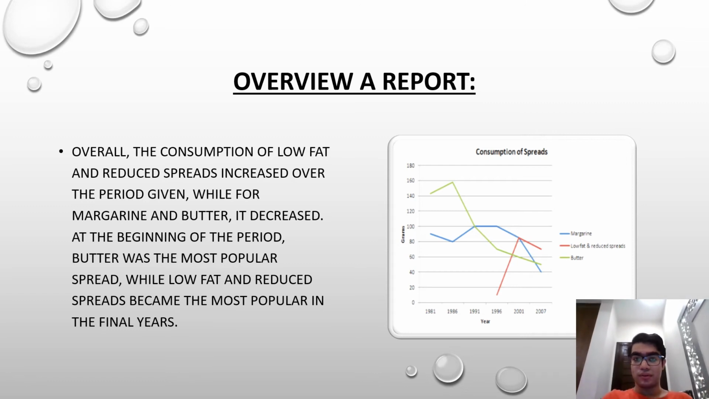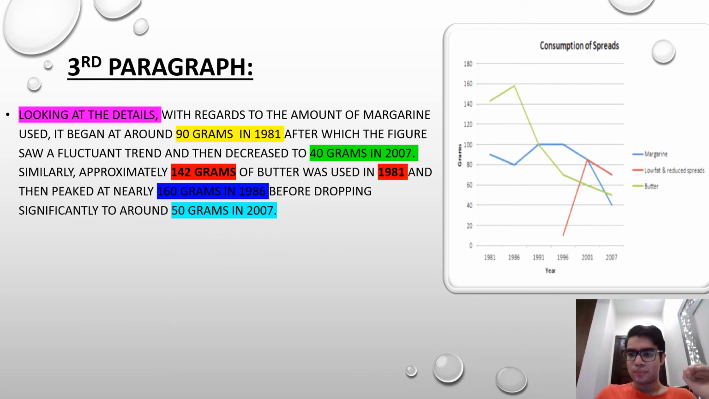Do watch these videos, I'm telling you, because you can't move on to the third and fourth paragraph if you do not know how to write the first and second paragraph. Okay, so again we have the same graph, consumption of spreads. So I'll tell you how to write the third paragraph. In this case, we have talked about the overall decrease. So the time period is between 1981 to 2007, as you can see on the x-axis.